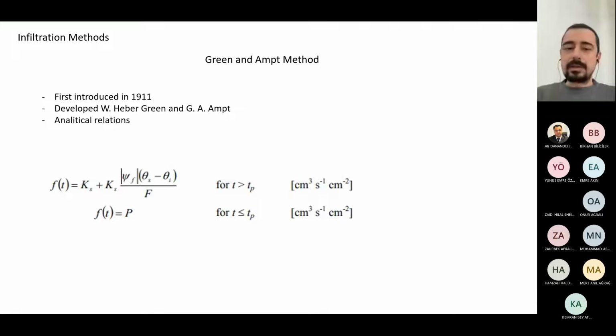Another method is the Green-Ampt method. It requires lots of parameters. As I mentioned to you before, it boils down to what kind of parameters you can get your hands on. So you have to shape your methodology according to the data that you can obtain.